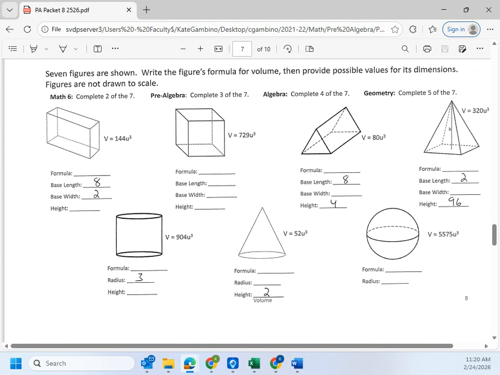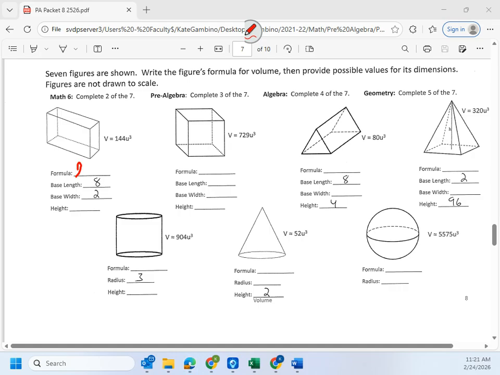Now, this is a new page for us on this packet. All subsequent packets are going to have a page like this. So we need to learn these formulas. He gives us help with some of the sides, the base, the height, and the length. He'll give us some of those numbers. We have to solve for the missing one. So you're going to want to fill in your formulas.